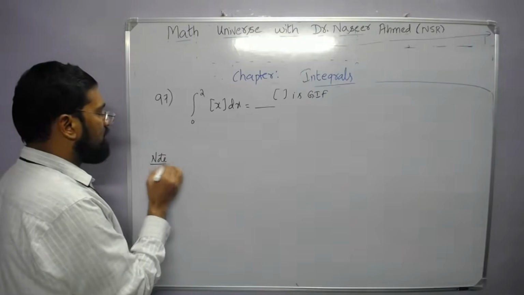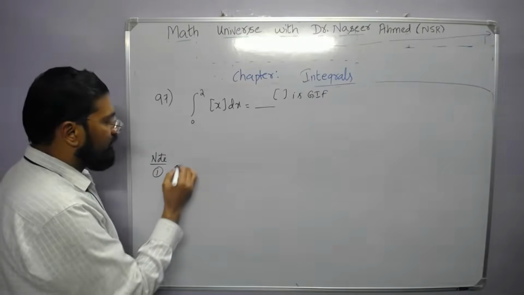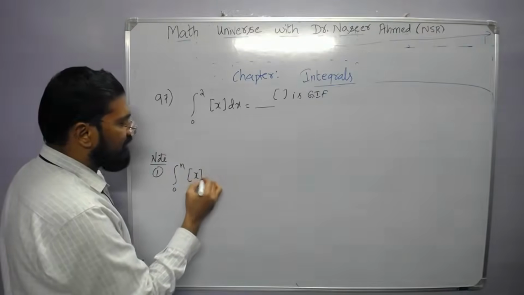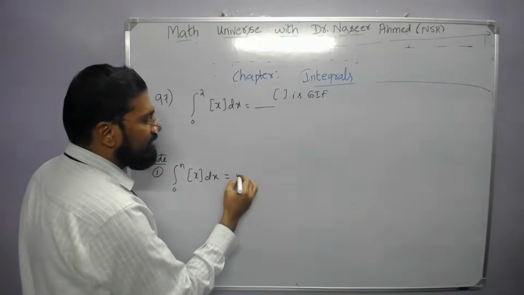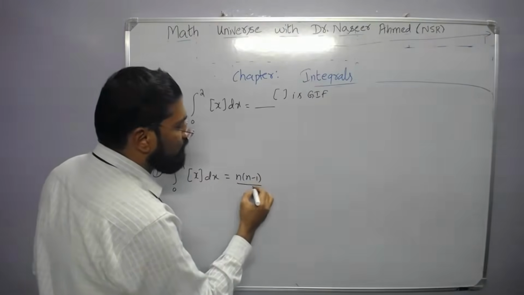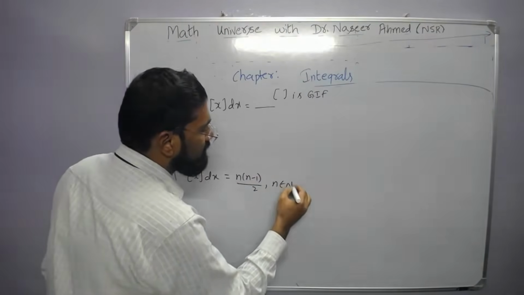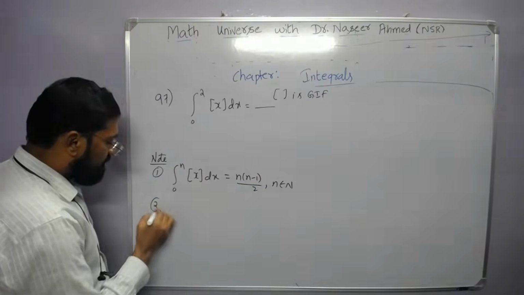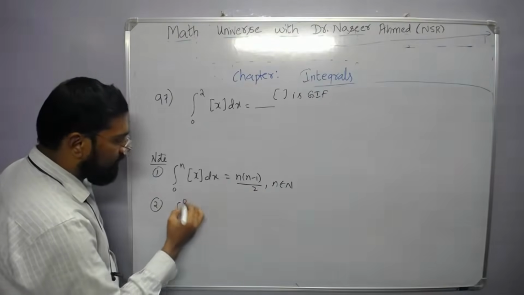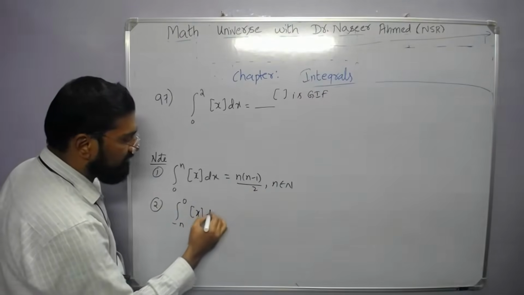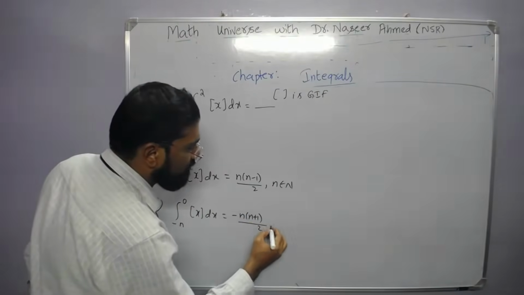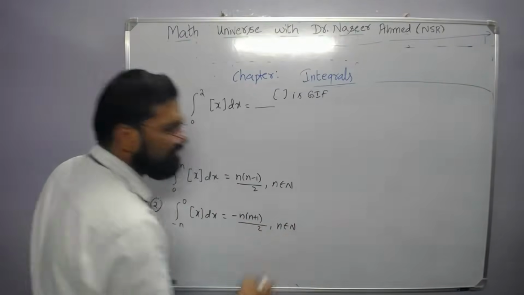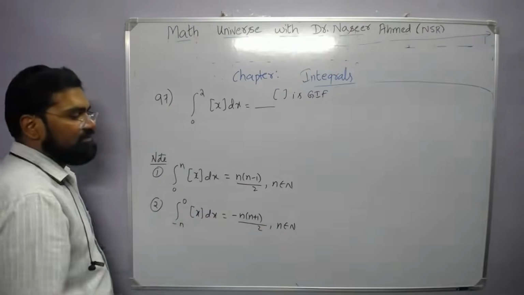Note number 1. Integral 0 to n of the greatest integer value of x is n into n minus 1 by 2, where n is a natural number. One more: integral minus n to 0 of the greatest integer value of x is minus of n into n plus 1 divided by 2, where n is a natural number, not integer, natural number.